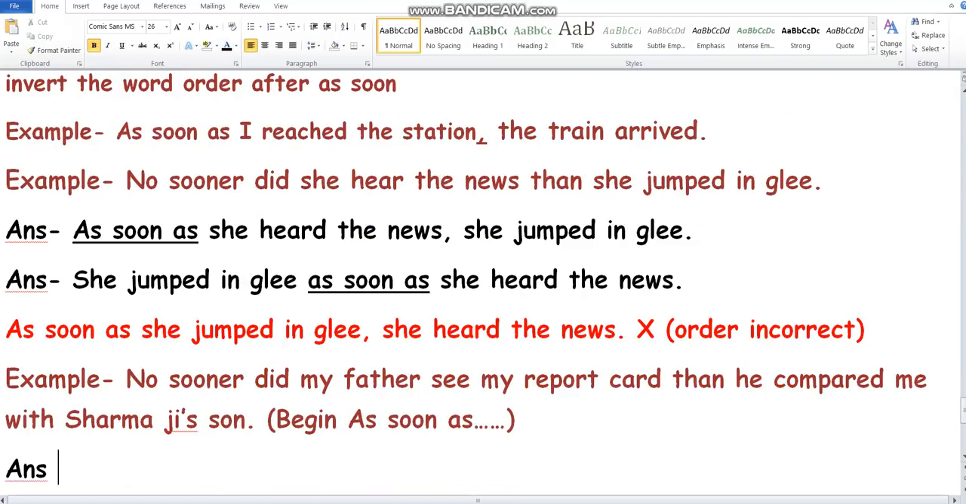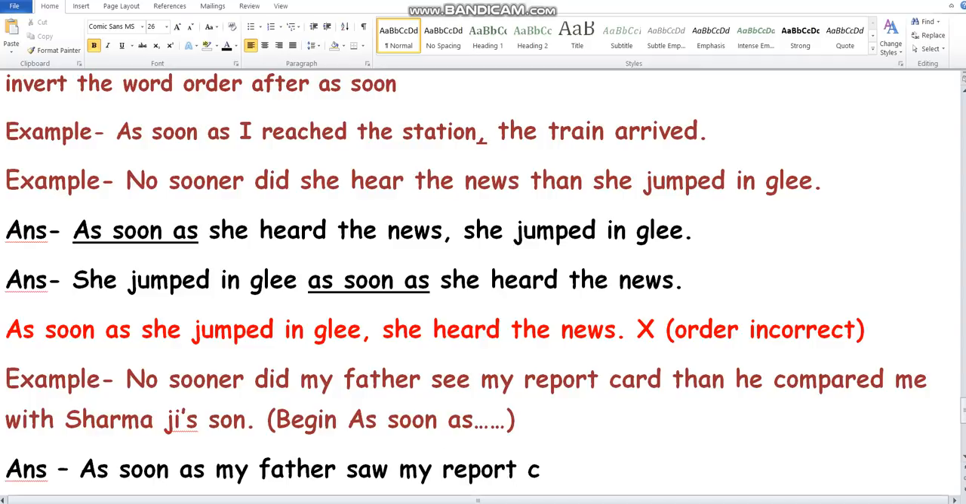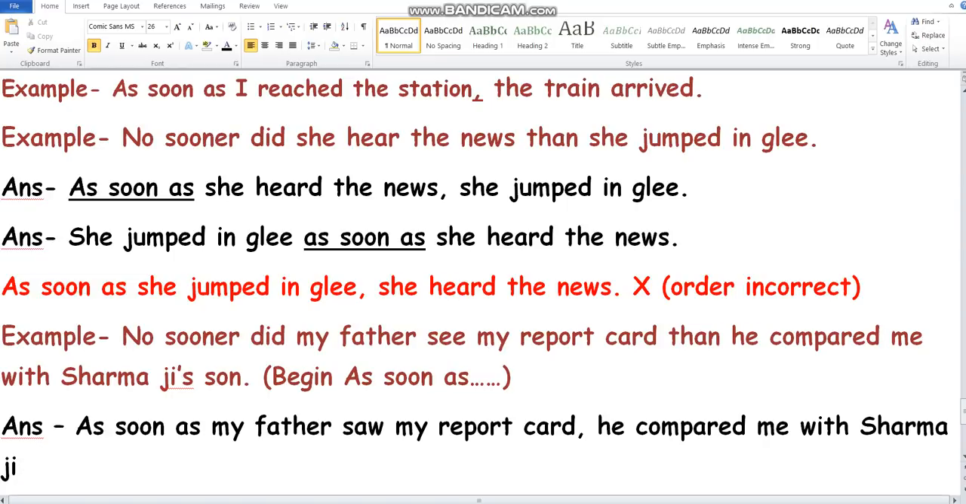Your answer will be as soon as. What was the action? What happened first? First, my father saw my report card and then he compared me with Sharmaji's son. Okay, so what is the chronology? As soon as my father saw my report card, since we are beginning the sentence with as soon as, we'll put a comma here. As soon as my father saw my report card, he compared me with Sharmaji's son.